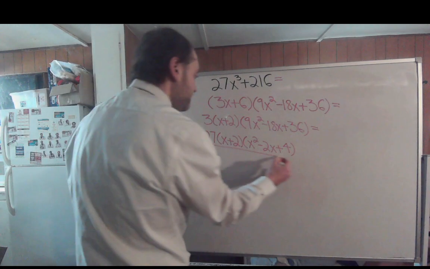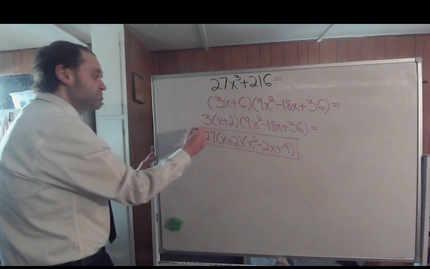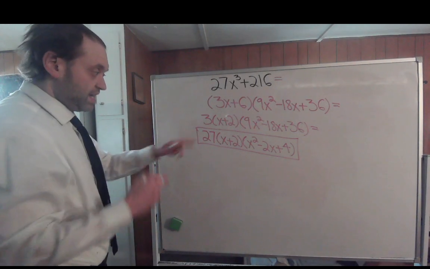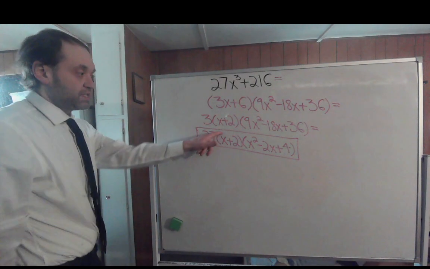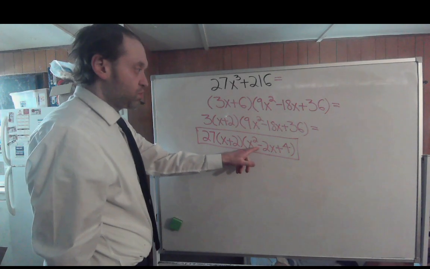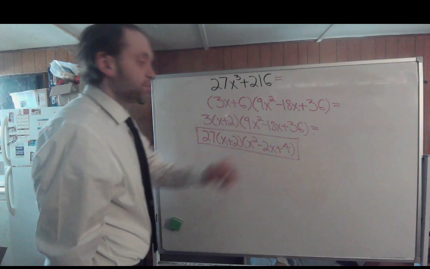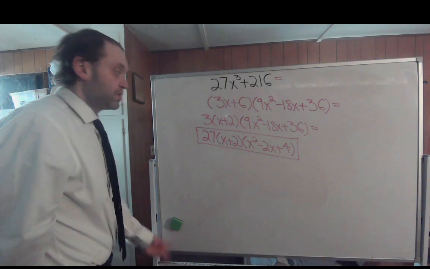So the complete factorization is going to be 27 times the quantity of x plus 2 times the quantity of x squared minus 2x plus 4. And that's as far as we can go.